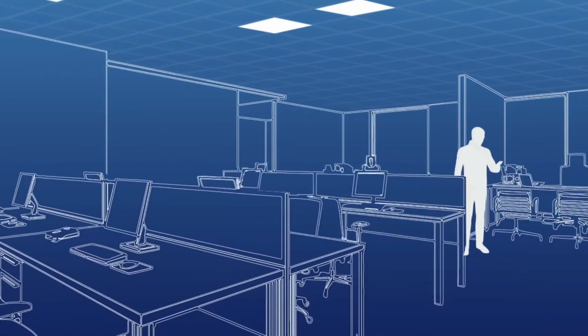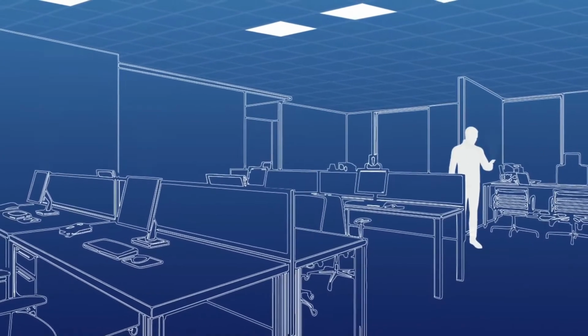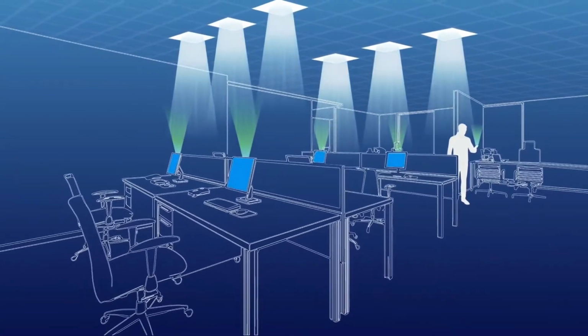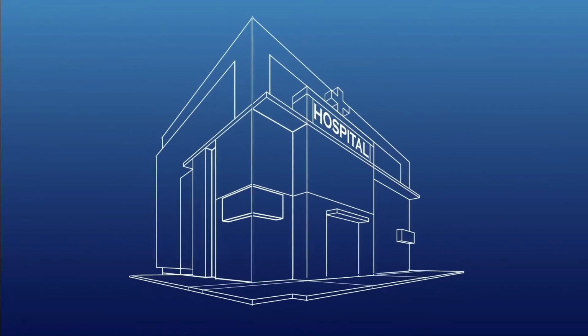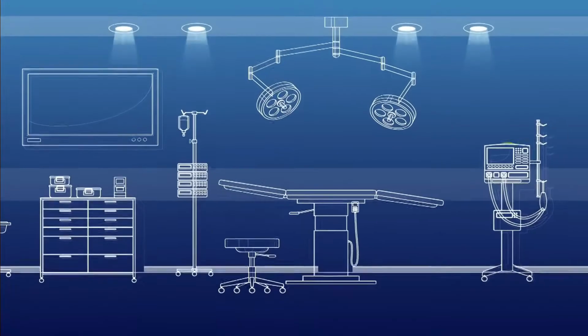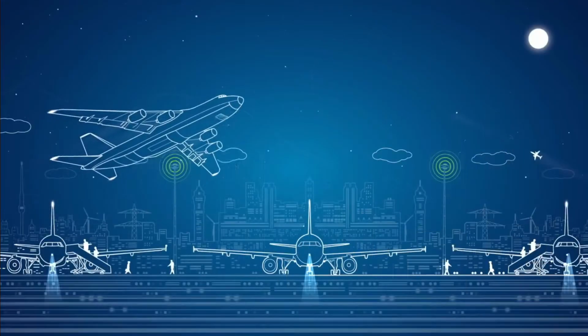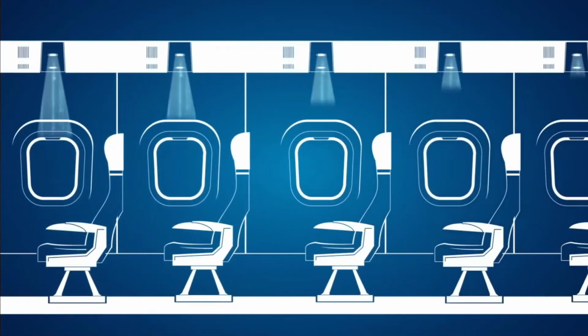With Li-Fi, we can efficiently use our existing light infrastructures to provide high-speed, secure wireless communication. Li-Fi does not interfere with radio frequencies, which means you can use it in hospitals, power plants, petrochemical plants, and airplanes.